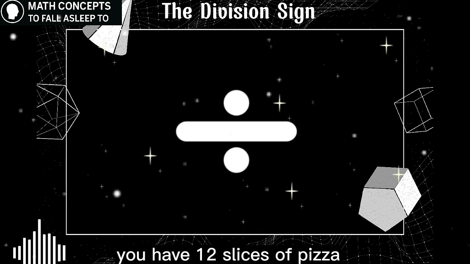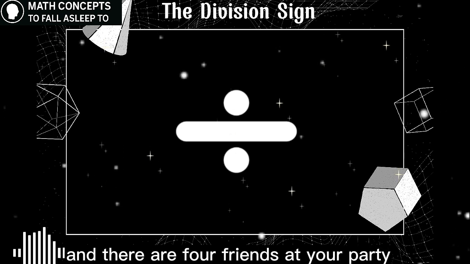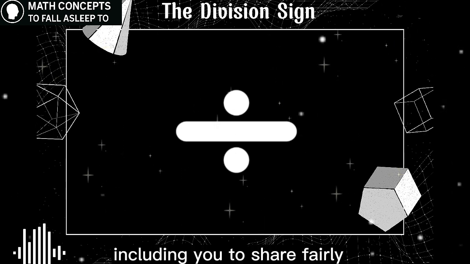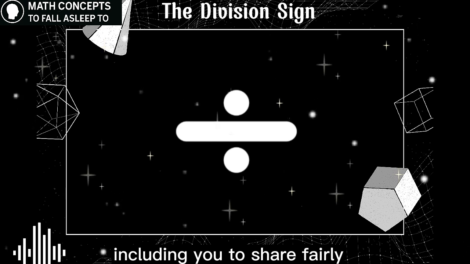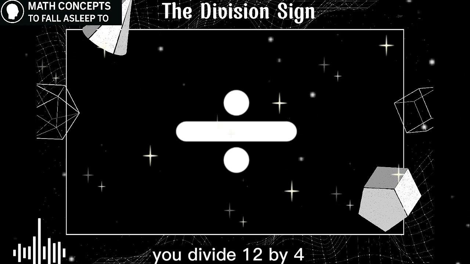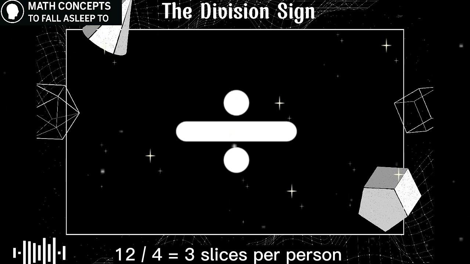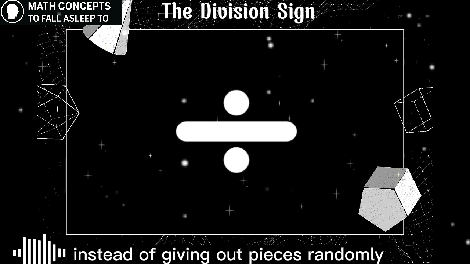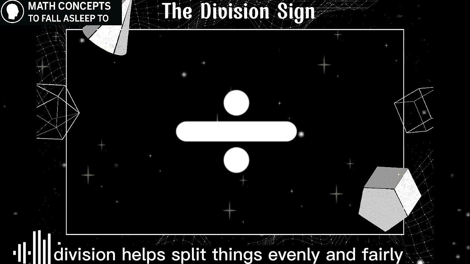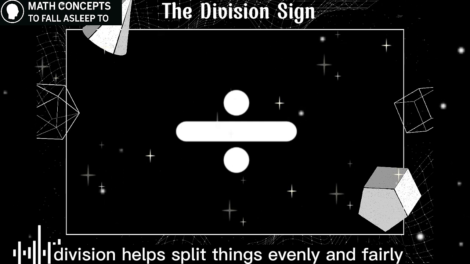You have 12 slices of pizza, and there are 4 friends at your party, including you. To share fairly, you divide 12 by 4. 12 divided by 4 equals 3 slices per person. Instead of giving out pieces randomly, division helps split things evenly and fairly.